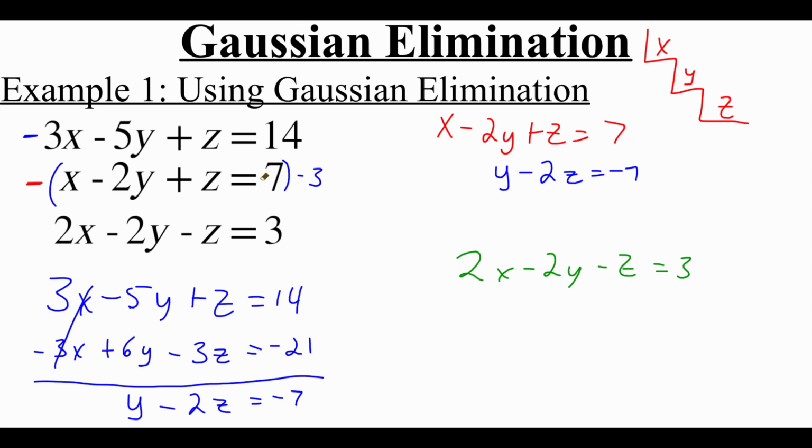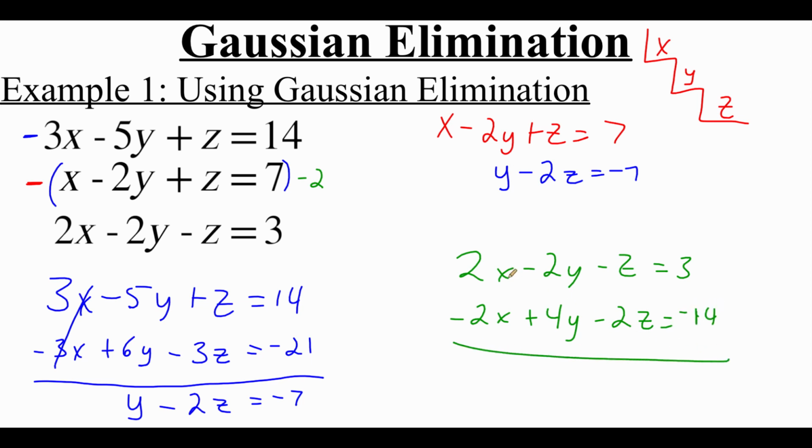So I'm going to reuse this middle row in here like we did before, but instead of multiplying by negative 3, I'm going to multiply by negative 2 to help me get rid of that positive 2x. So negative 2 times x is negative 2x. Negative 2 times negative 2y is positive 4y. Negative 2 times z is negative 2z. And negative 2 times 7 is negative 14.